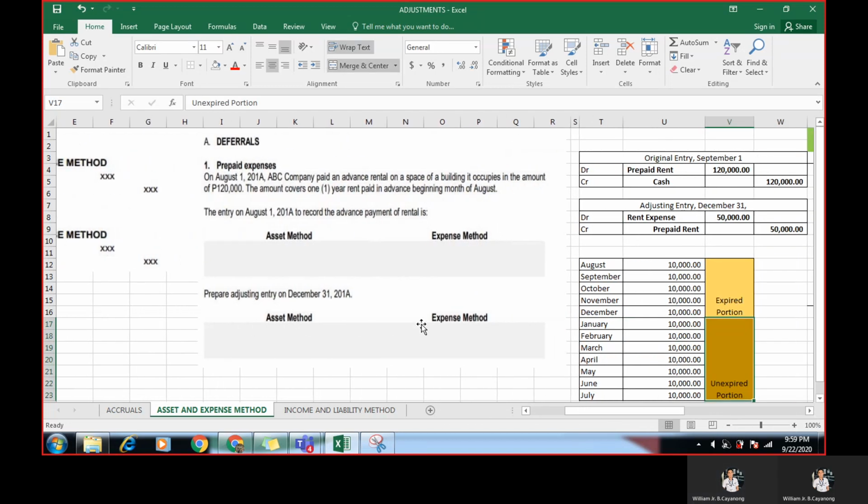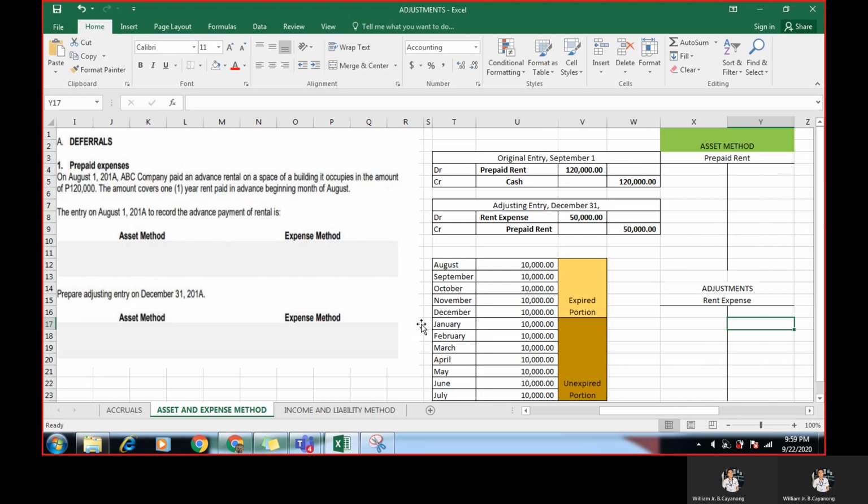We'll have first the prepaid expenses. On August 1 of the current year, ABC Company paid an advance rental on the space of a building it occupies in the amount of 120,000. Now, in the adjusting process, we have to be careful of the date and the amount. So the date here is August 1, and there is an advance rental of ABC Company of 120,000.